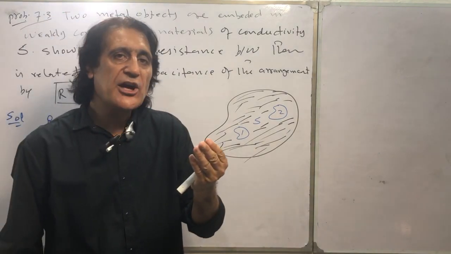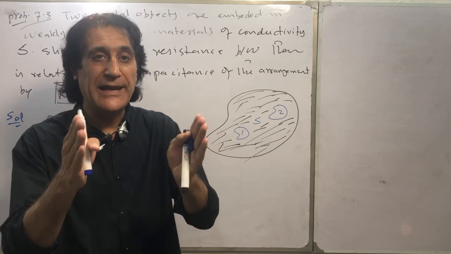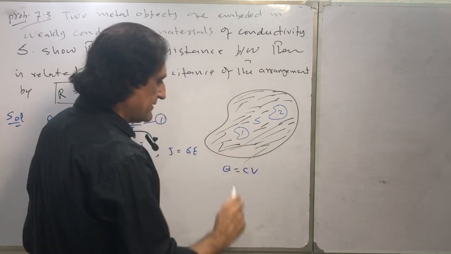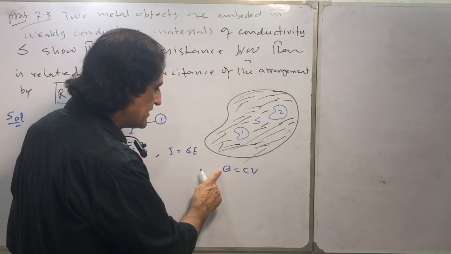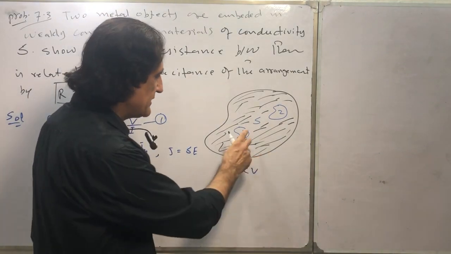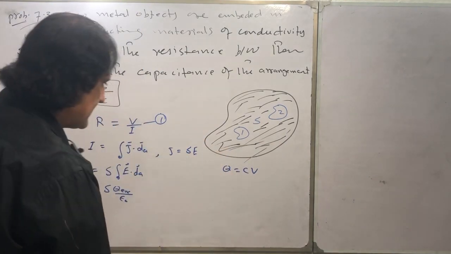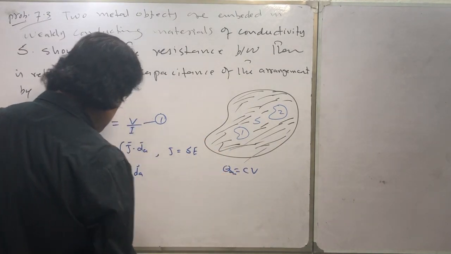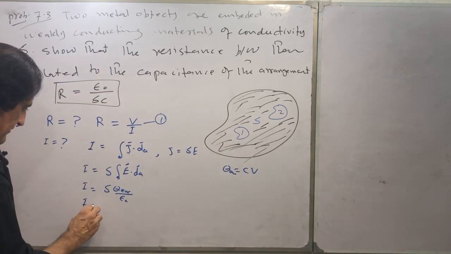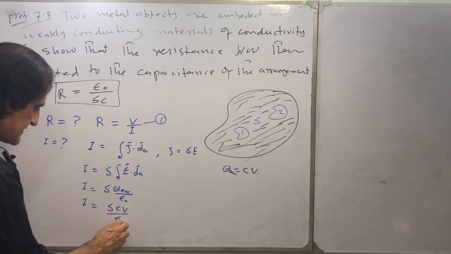This looks like a capacitor. Then what will be the charge between the two plates? The charge between the two plates is equal to CV. Then Q is equal to CV, where C is the capacitance, which we know, and V is the voltage. Then this Q enclosed is nothing but Q equal to CV. Then I is equal to sigma CV divided by epsilon naught.